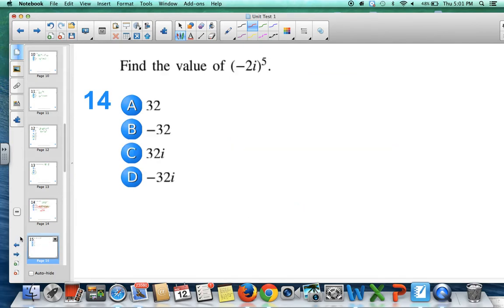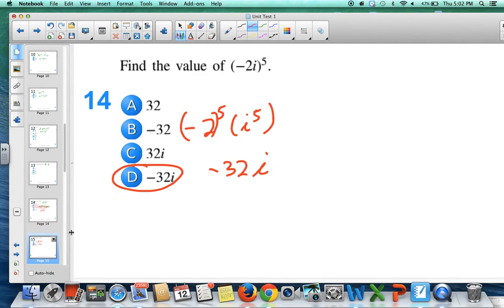Okay, we're a little more than halfway done. The i's kind of caused some difficulty. So what this is basically is going to be negative 2 to the 5th times i to the 5th. That's how I would have done this. So negative 2 to the 5th, negative times a negative times a negative, 5 negatives is still going to be negative. So it's going to be negative 32. And then i to the 5th is just i. So negative 32i.